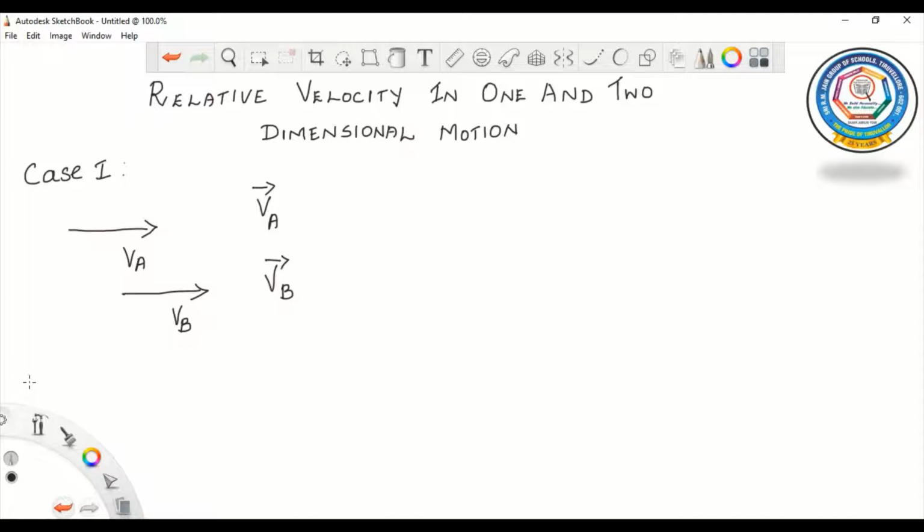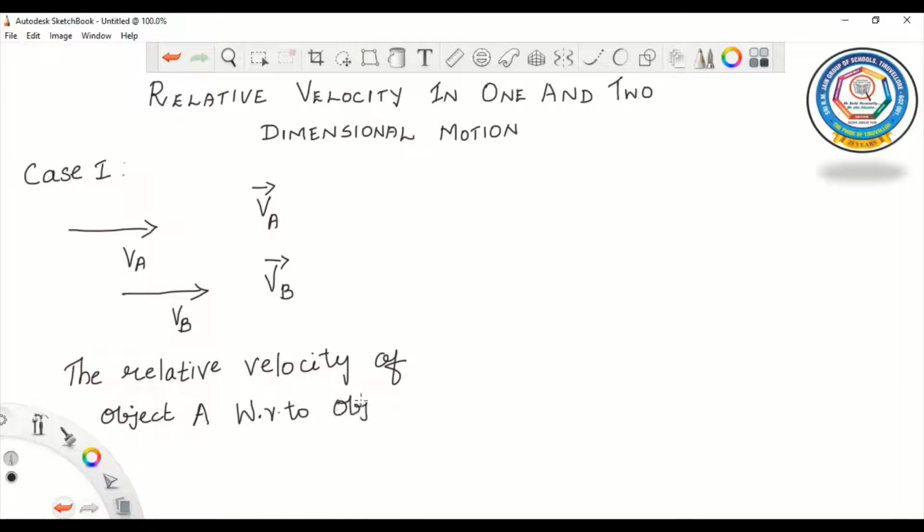Now let us see what is the relative velocity of object A with respect to object B. The relative velocity of object A with respect to object B will be written as VAB is equal to VA vector minus VB vector.